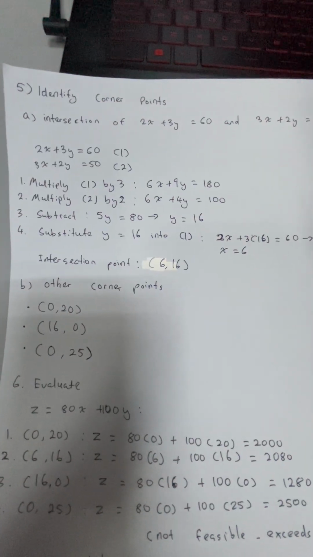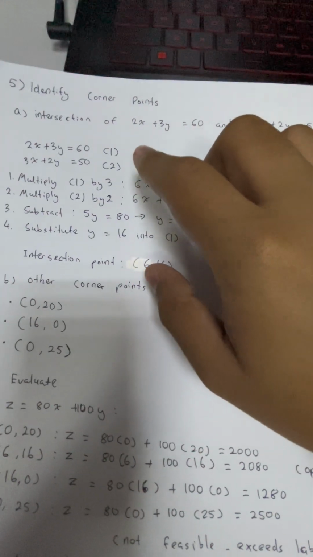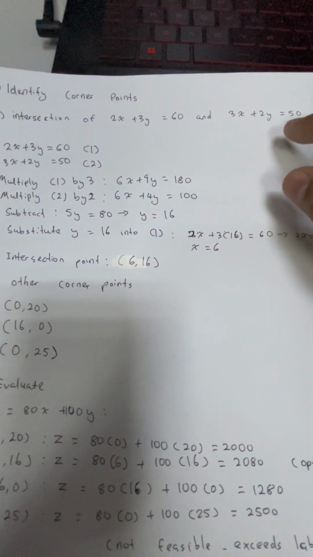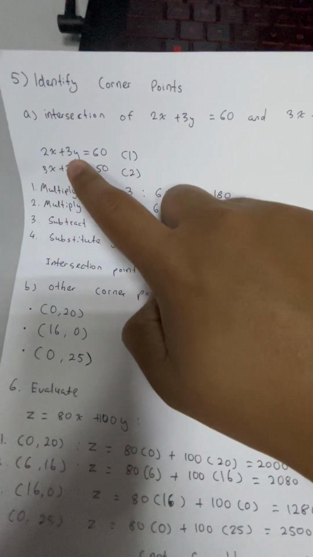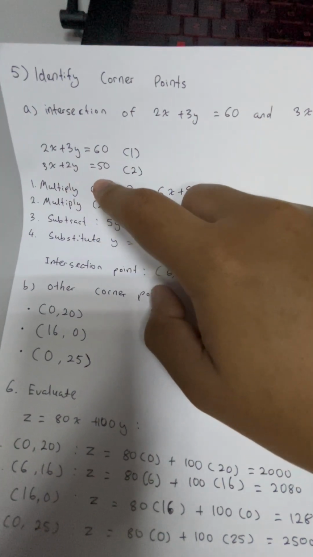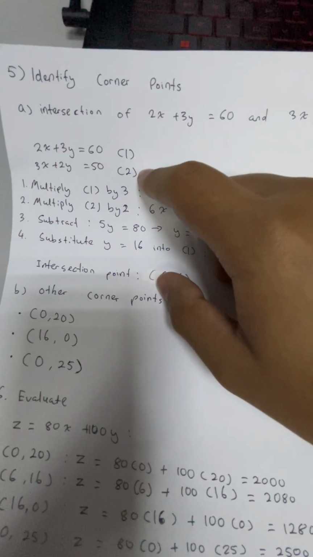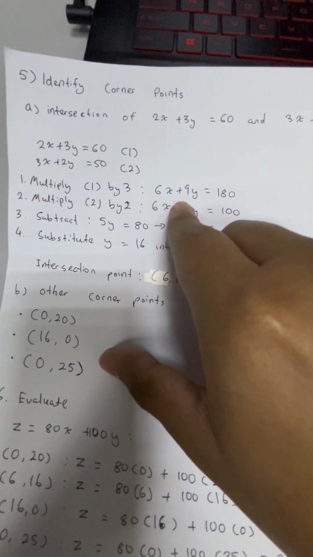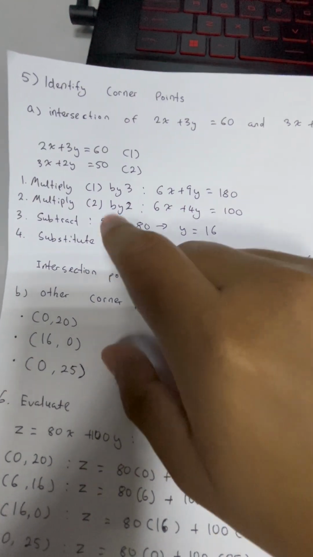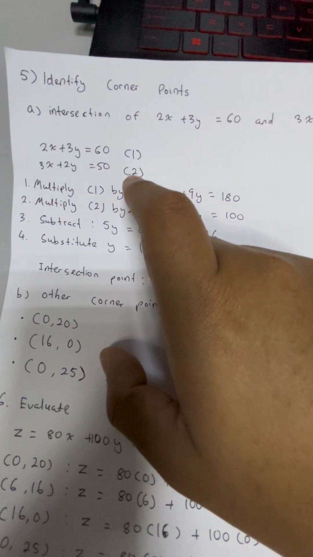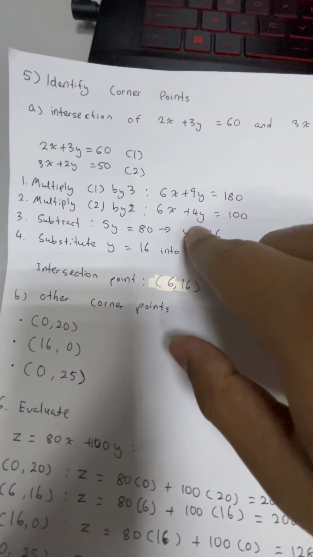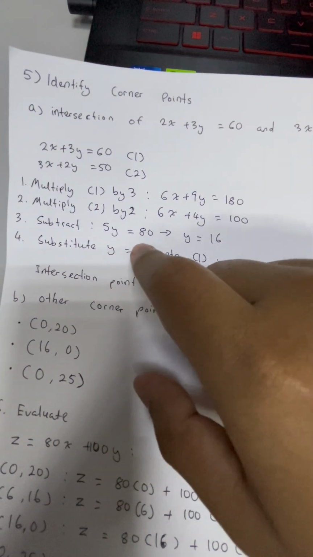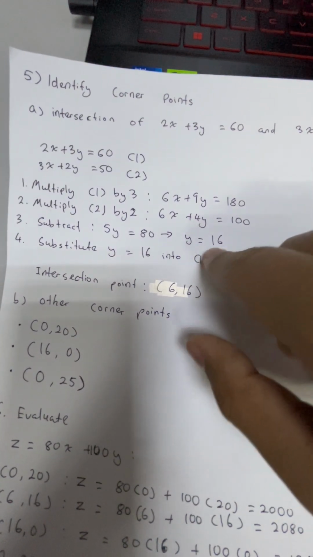Next is to identify the corner points. For the intersection of 2x plus 3y equals 60 and 3x plus 2y equals 50, this is our first equation and our second equation. First, multiply the first equation by 3 and we get 6x plus 9y equals 180. Multiply the second equation by 2 and we get 6x plus 4y equals 100. The third step is to subtract: 5y equals 80, which is y equals 16.